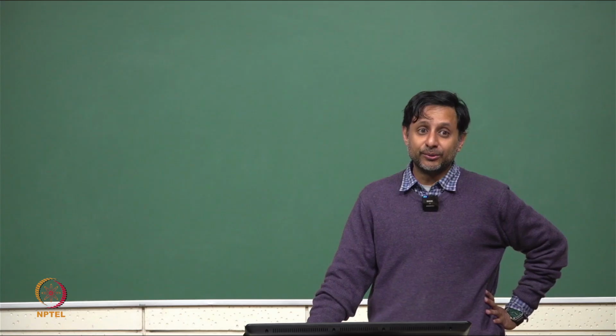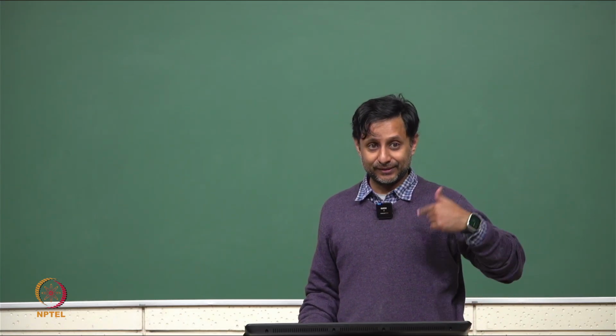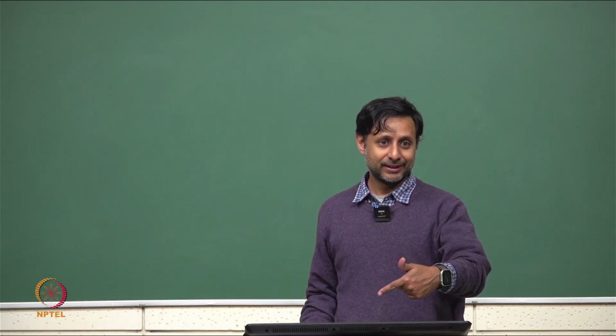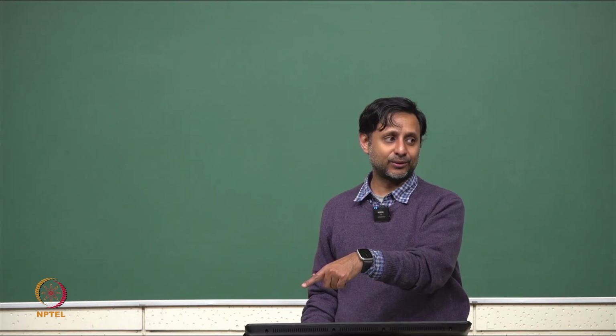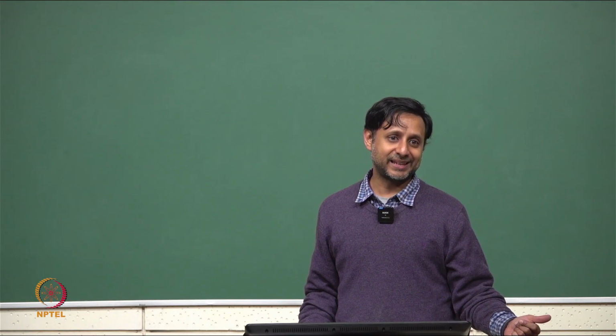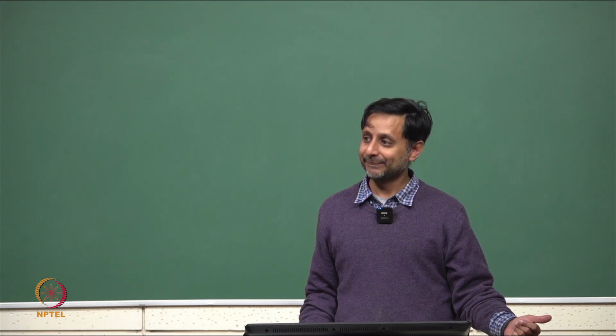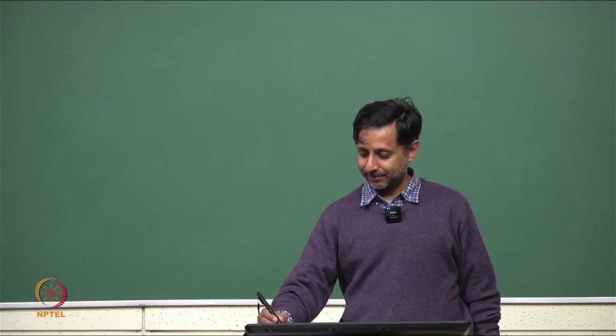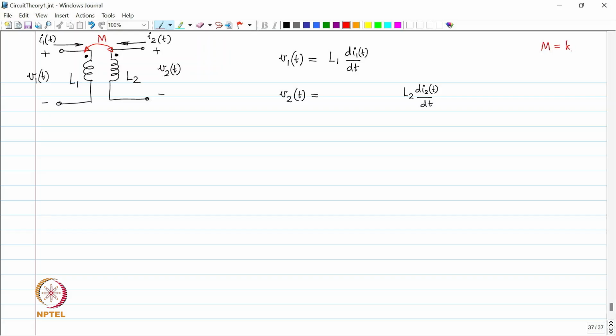There is a section in the book which proves that the fraction of the flux of coil 1 that goes through coil 2 and the fraction of the flux of coil 2 that goes through coil 1 are the same. There is one section that proves that. And then you define M to be equal to that fraction times the square root of L 1 L 2. K is a number, k is between 0 and 1.